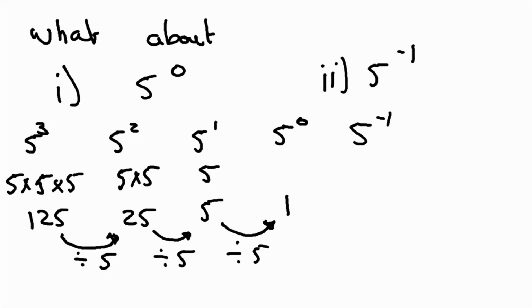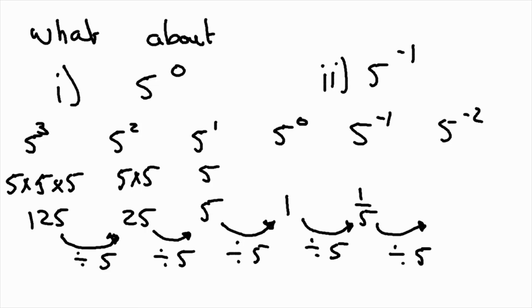Well, our next one would be 5 to the power of minus 1. And again, in our table, as we go from left to right, we have to divide by 5. So 1 divided by 5 is 1/5. So what does this power of a negative mean? Well, let's just do one more just to see. We're going to divide by 5 again. 1/5 divided by 5 is 1 over 25.